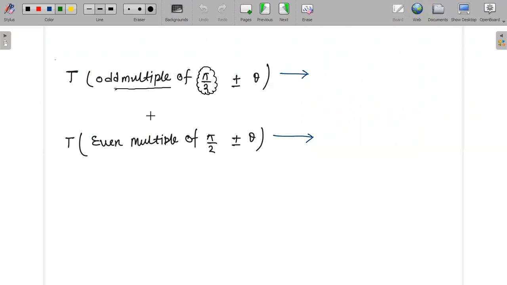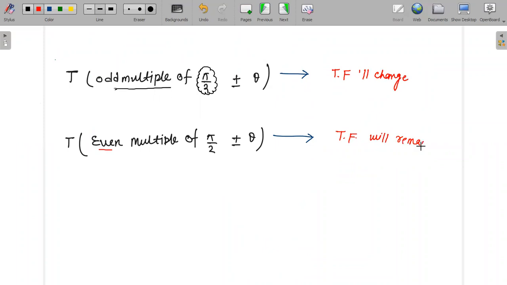Say we have an odd integral multiple of pi by 2 plus or minus theta. In that case, your trigonometric function will change corresponding to angle theta. But whenever we have an even integral multiple of pi by 2, then the trigonometric function will remain the same.